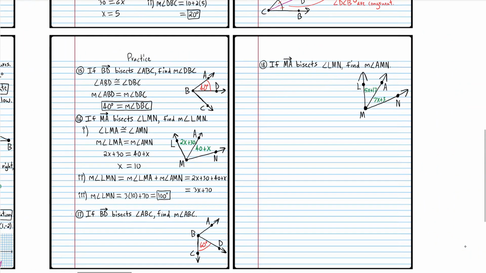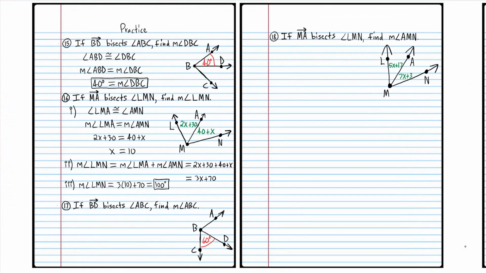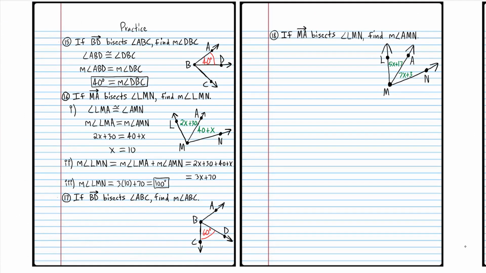Okay, so now it's time for you to try. I want you to try number 17. And when you come back, we'll do it together. Be aware that you're going to have to use the idea of an angle bisector, but you're also going to have to use the angle addition postulate, I believe. So try number 17. When you come back, we'll do it together.